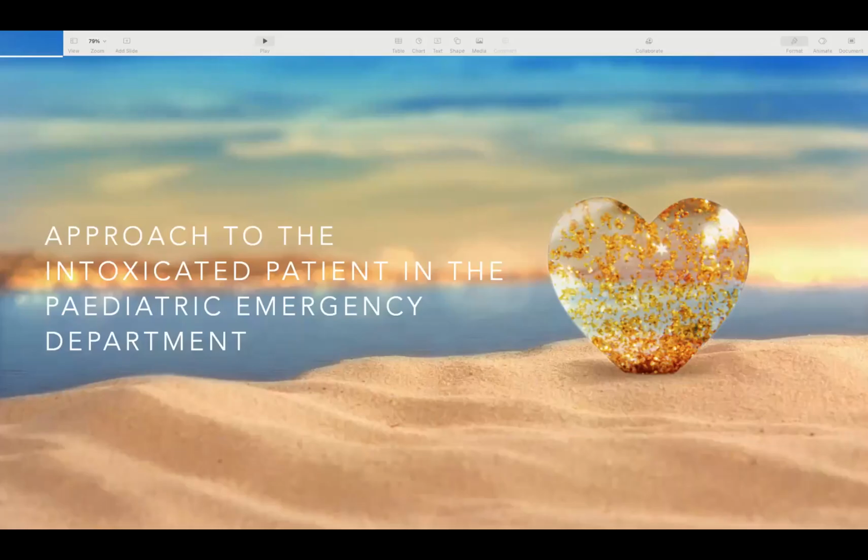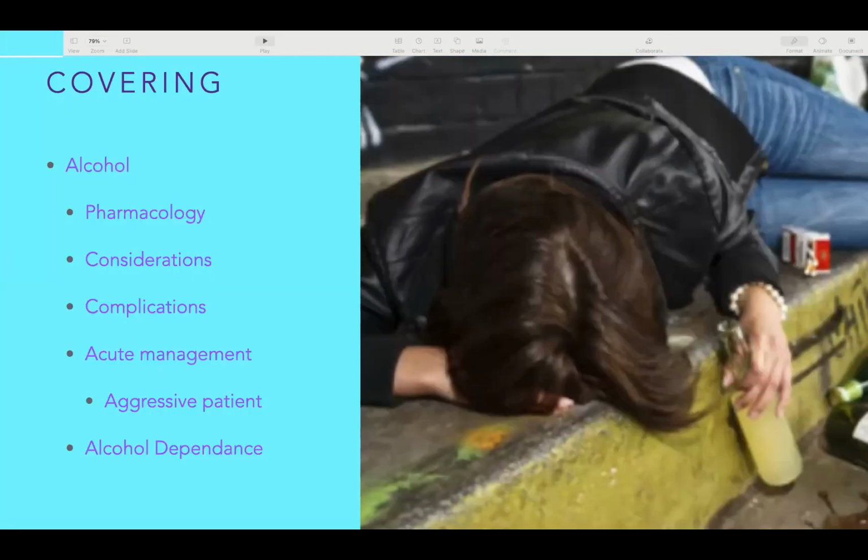In the paediatric emergency department. So what I'm covering is basically just alcohol. Mainly I'm looking at the pediatricians in this group, who may not be as familiar with alcohol intoxication as those of us who do a lot more adult medicine.